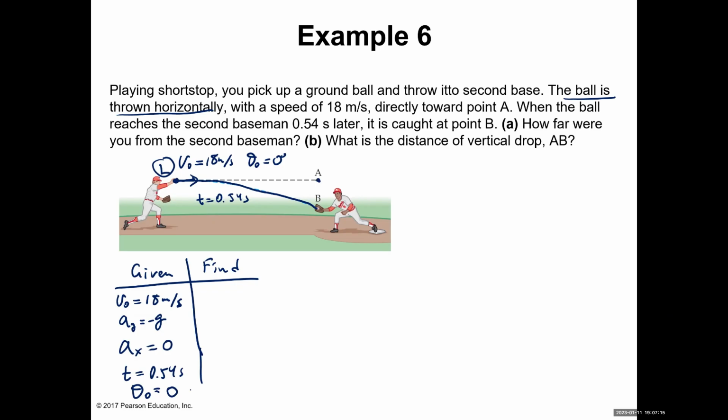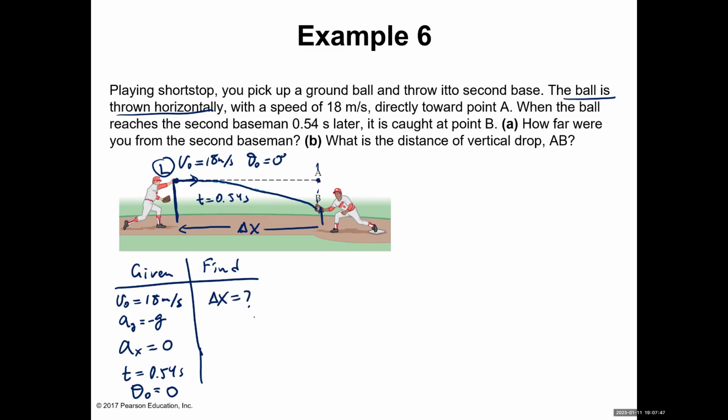So how far are you from the second baseman? What are we looking for? We're looking for displacement. Which displacement, horizontal or vertical? Horizontal, exactly. Basically, we want to find the range, this delta X from L to B. Technically A and B are in the same horizontal position. We want to know displacement delta X.